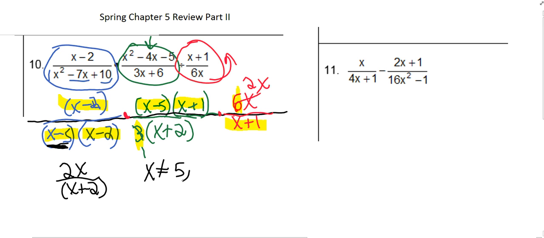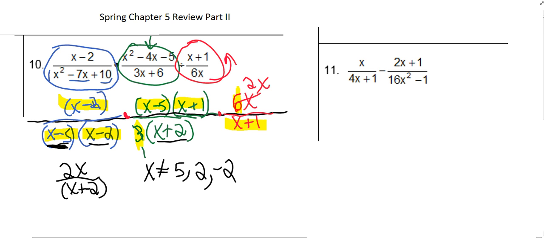And we also have x can equal positive 2. Even though we factor those out, we're still going to include those into the domain. And then finally this one, if we set that equal to 0, we would get a -2. Okay, looks like that's about it for that problem.